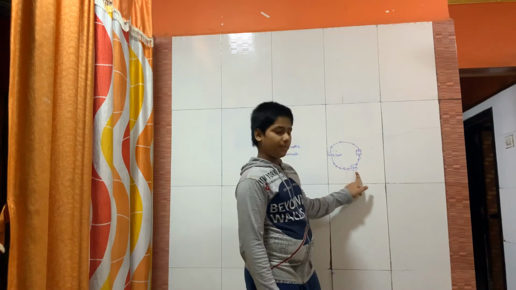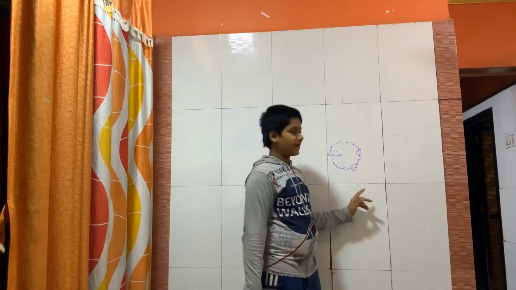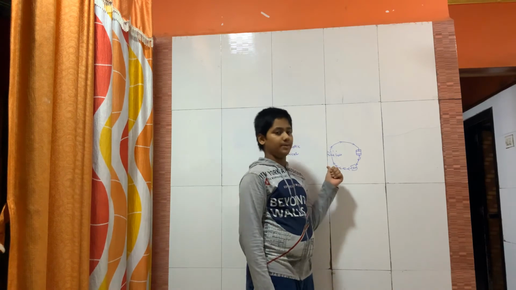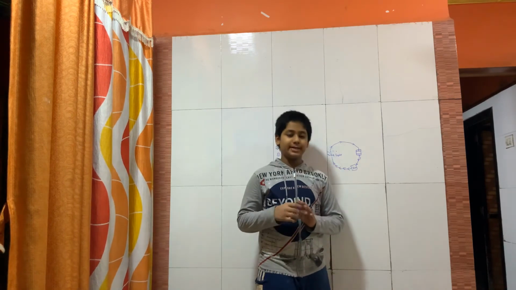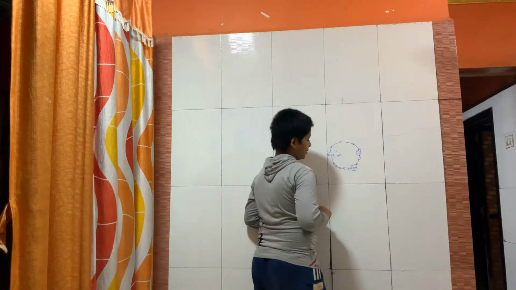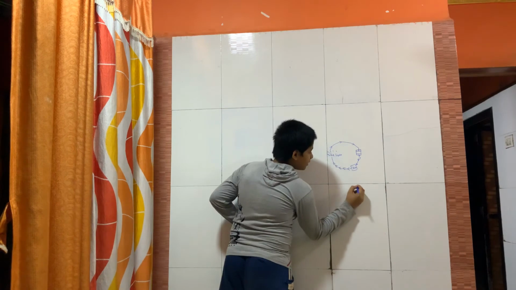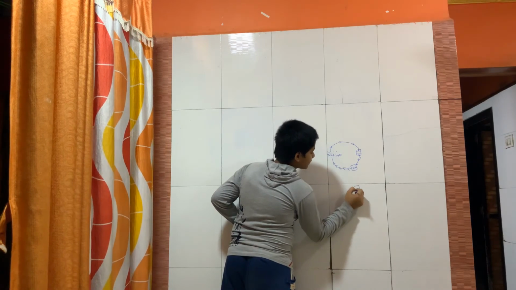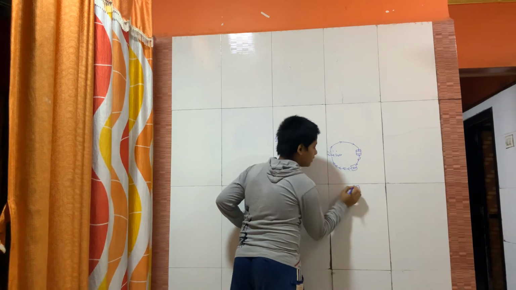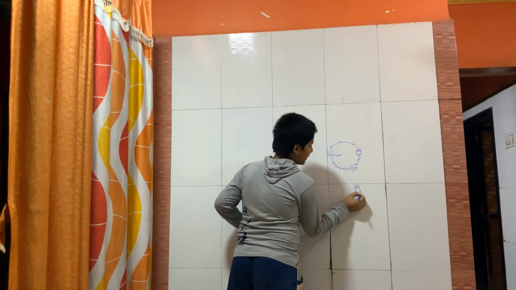If you keep copper here, then the copper will also conduct electricity and make the bulb glow. Metals are good conductors of electricity. What I showed now were good conductors of electricity. So now let us talk about the bad conductors of electricity.